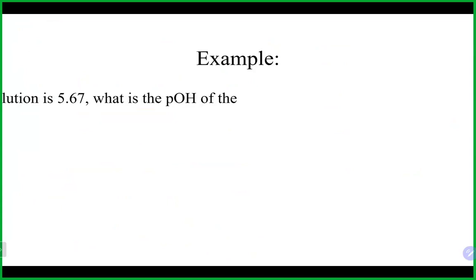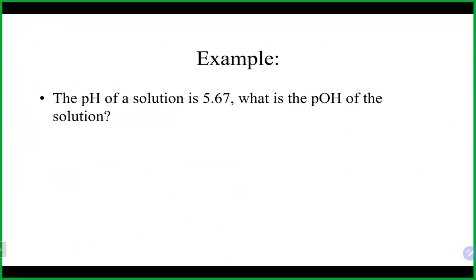All right, let's try a few more examples just to make sure everything works. The pH of the solution is 5.67. What's the pOH? Let's just do it all here. What's the H+? What's the OH-? Is it acidic, basic, or neutral? Let's see what you come up with.